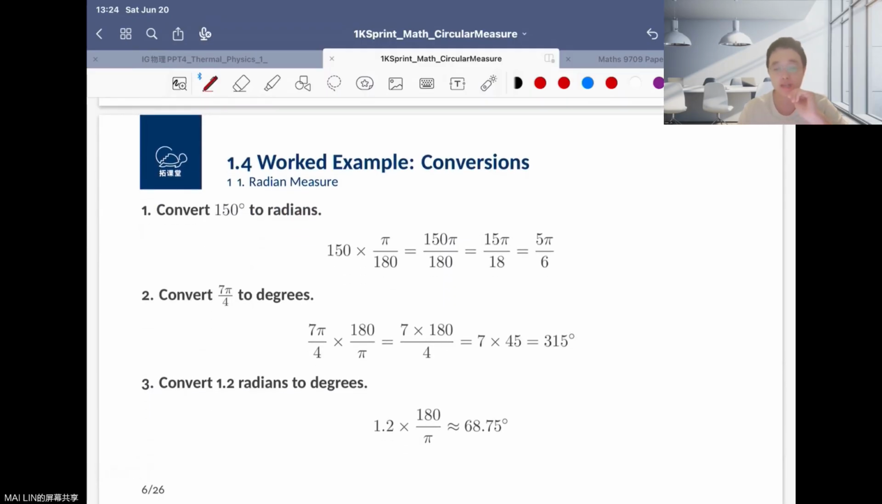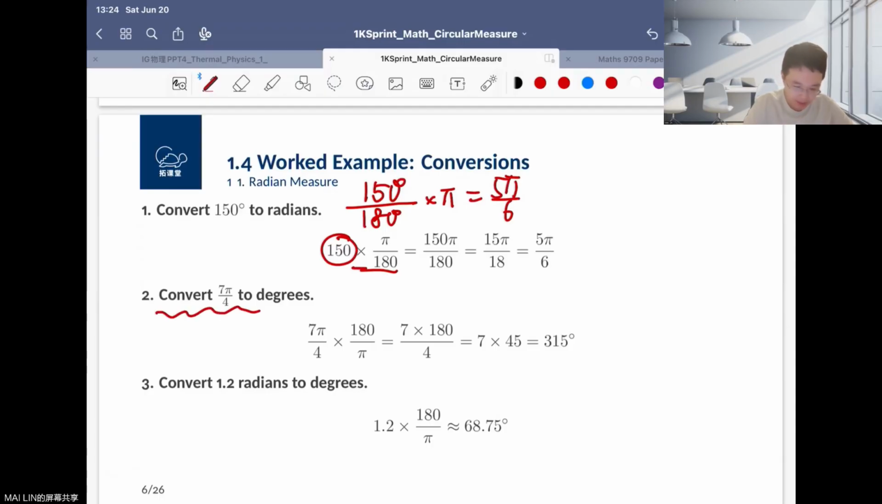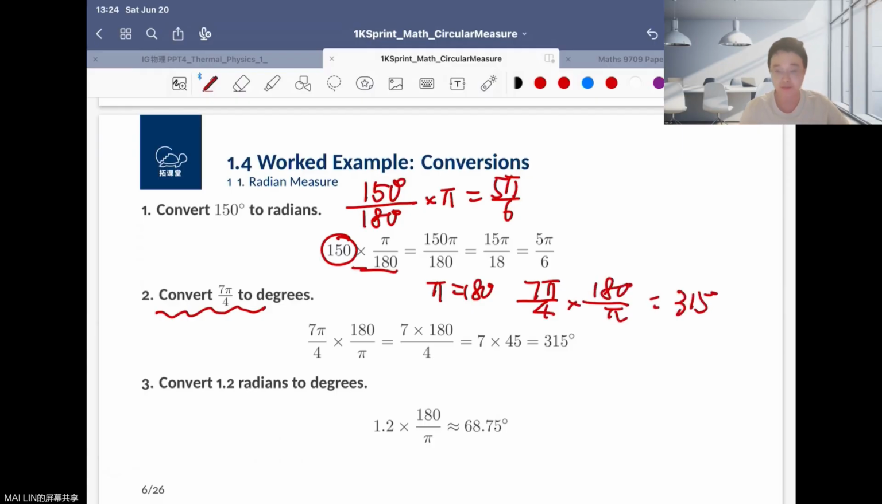And then there are some working examples to help you determine whether you know this, okay? The first question: convert 150 degrees to radians. Because pi equals 180 degrees, 150 degrees times pi over 180 degrees. So it can be written as 150 over 180 times pi, which is 5 pi over 6, okay? Also, the problem says convert 7 pi over 4 into degrees. First, pi equals 180 degrees, so 7 pi over 4 times 180 degrees over pi, which is 315 degrees, okay?